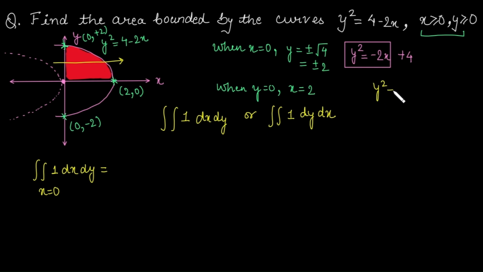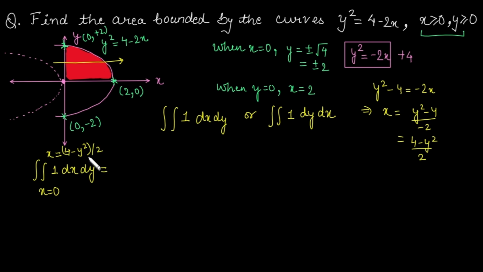Exit curve is what? Exit curve is always this parabola, and from this parabola extract the values of x. That is, y square minus 4 is equal to minus 2x. This can be written as x is equal to y square minus 4 by minus 2, or we can write 4 minus y square by 2. It means the upper limit of x is equal to 4 minus y square by 2.